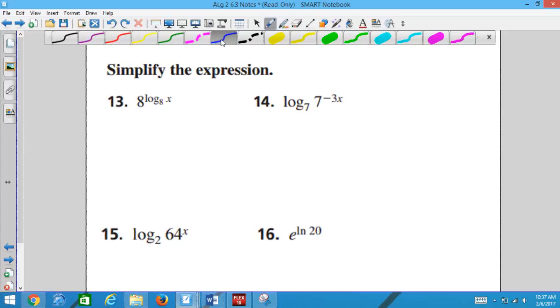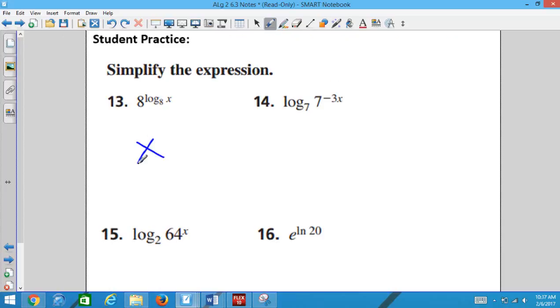So the answer to question 13 is what? It's x, because the big base 8 and the exponent of log base 8 cancel out. This next one is a little tricky to read. This says log base 7 of big 7 to the negative 3x, where negative 3x is the exponent on the 7. So the log base 7 and then the base of 7 undo each other, and we get negative 3x.